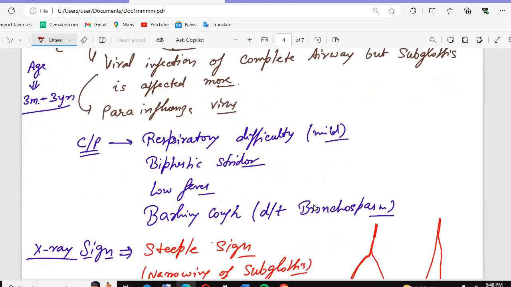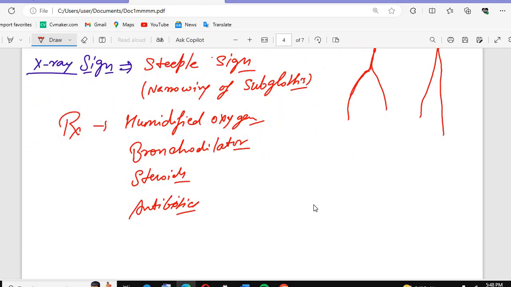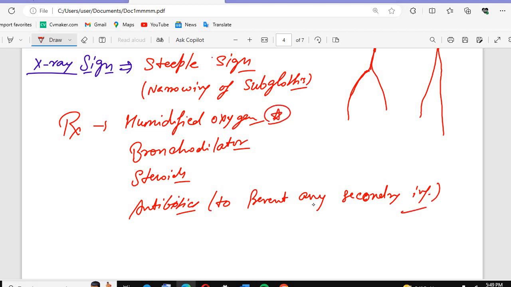But sir, you told viral infection, so why are you giving antibiotics? Remember, antibiotics are to prevent any secondary infections if there are any. This is not mandatory, and it will not be asked in your questions. In the questions they can ask you about humidified oxygen, bronchodilators and steroids. These questions can be asked.